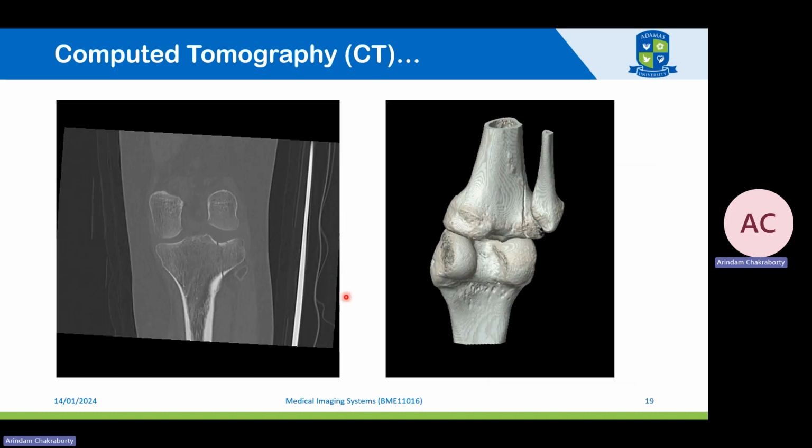See here, a simplistic example. This is again a knee joint, one of the cross-sectional slices of a knee joint that we can capture through a CT scan. And this is how the 3D representation looks after the computer processing.